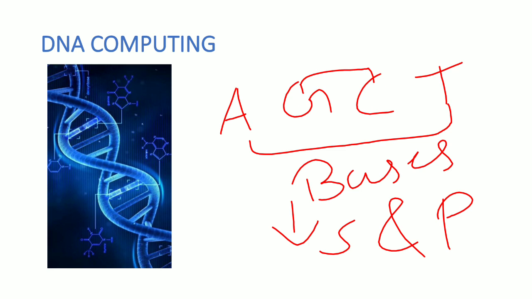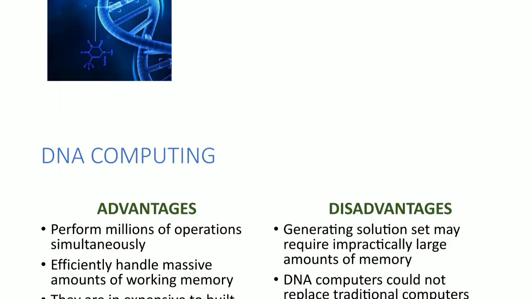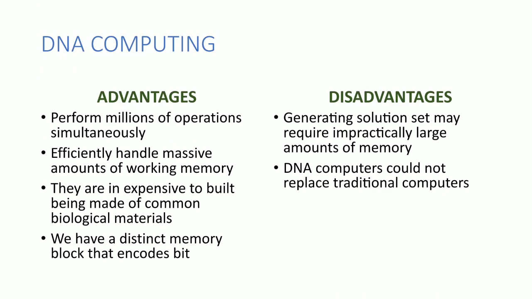So just know what DNA computing is, the principle behind it, and some advantages and disadvantages of the same. Advantages: it performs millions of operations simultaneously. Then we have more working memory. They're inexpensive because biological information is mainly used, and then we have distinct memory blocks that encode bits.